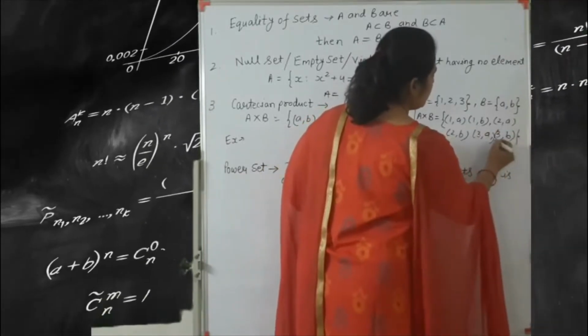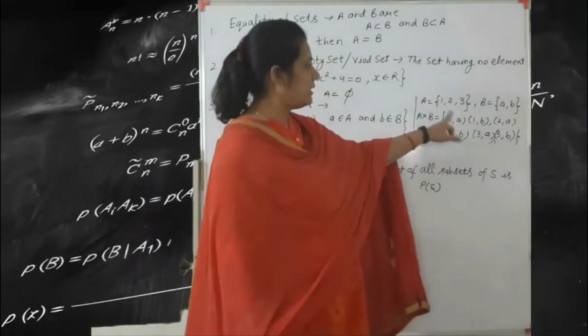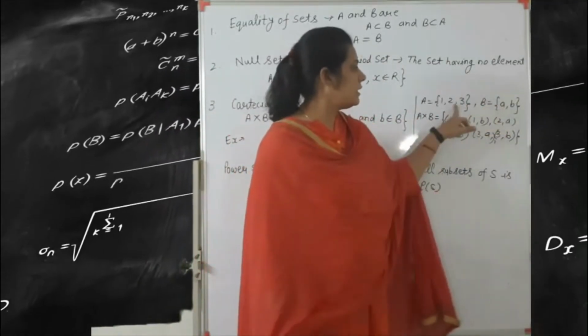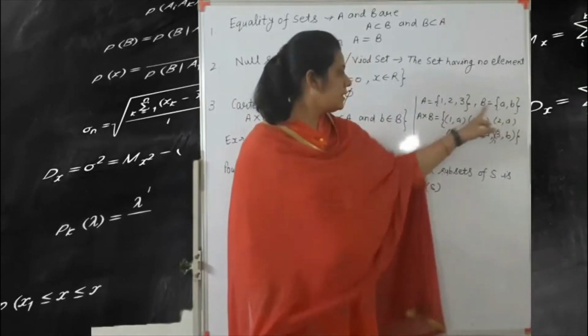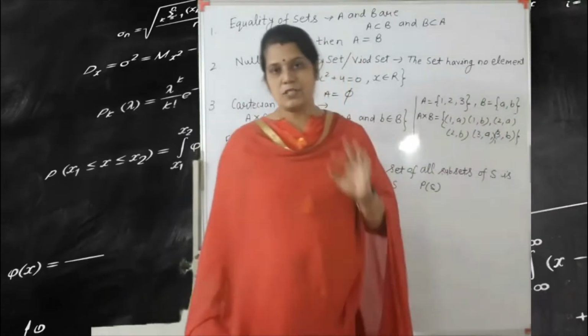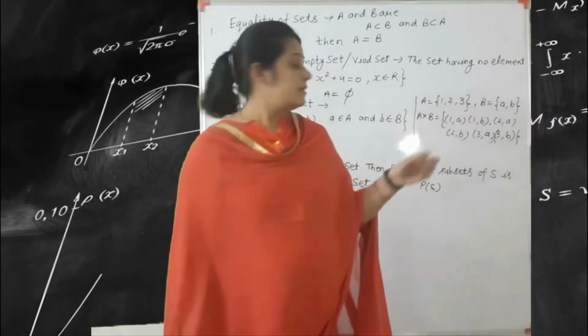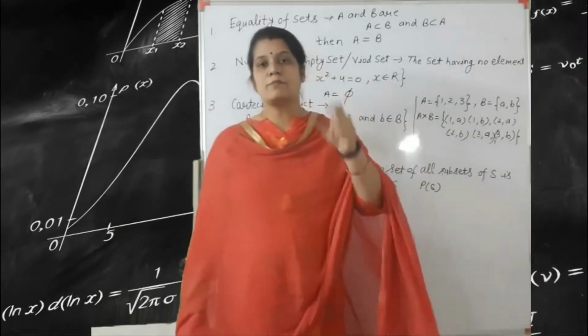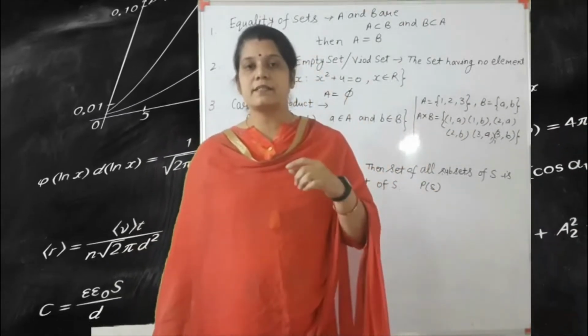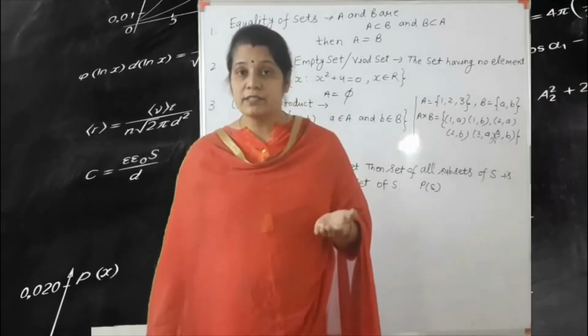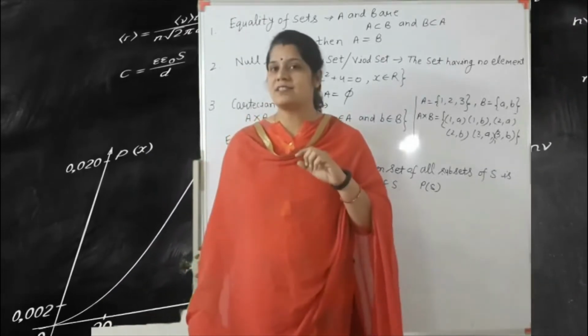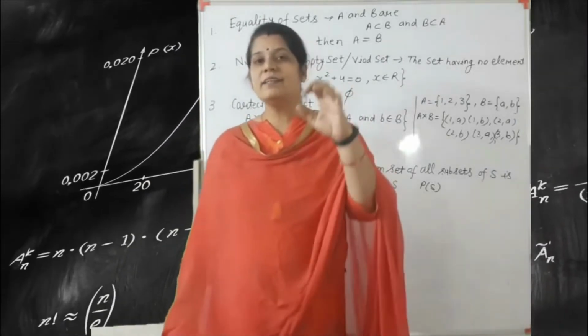So here we have 1A, 1B, 2A, 2B, 3A and 3B. Here we have a total of 6 elements in the set A cross B. That means we can say this is the Cartesian product, and the process is the ordered pair.